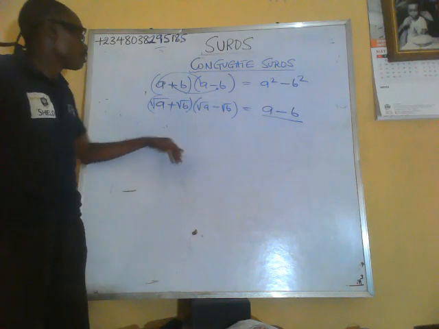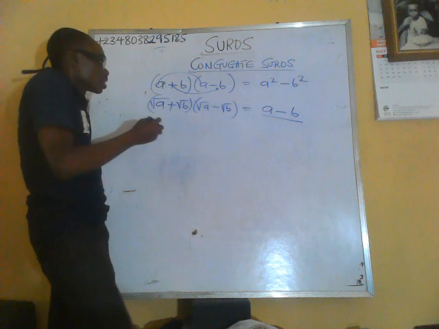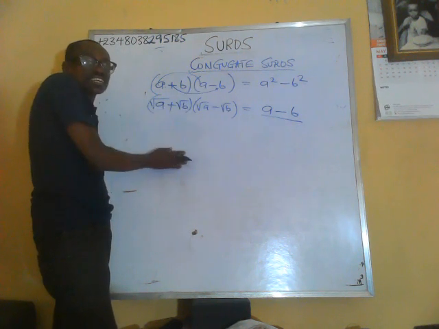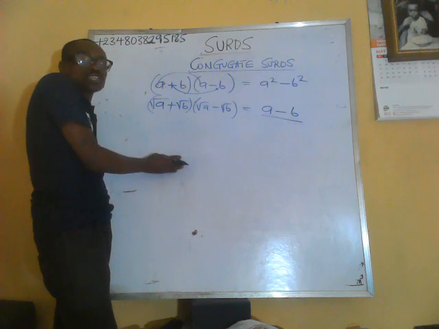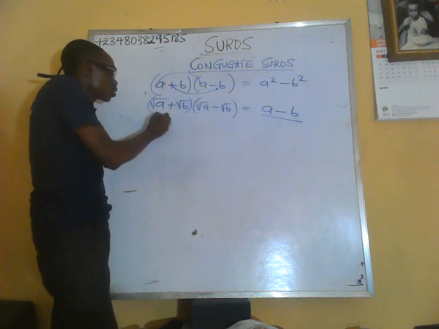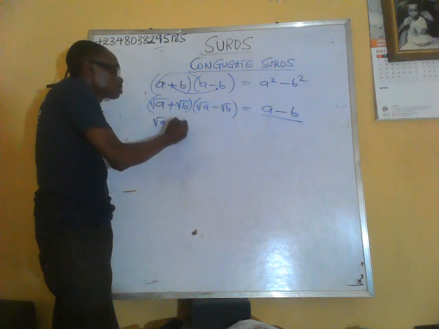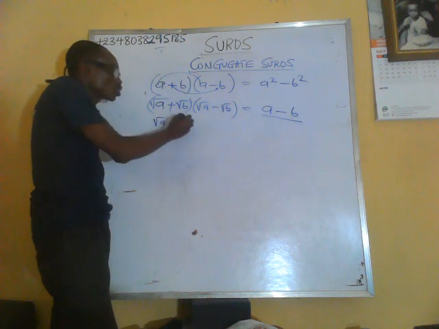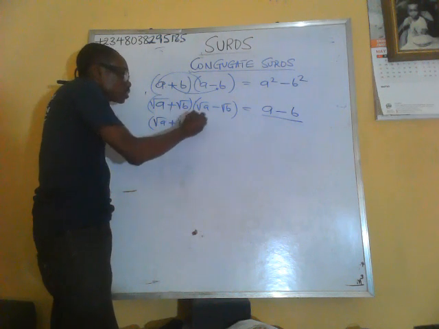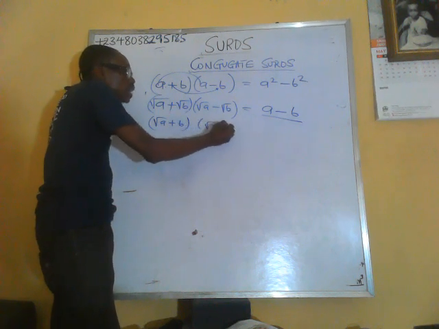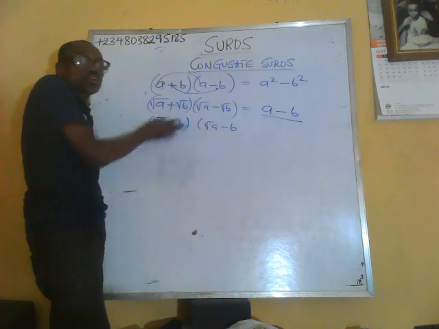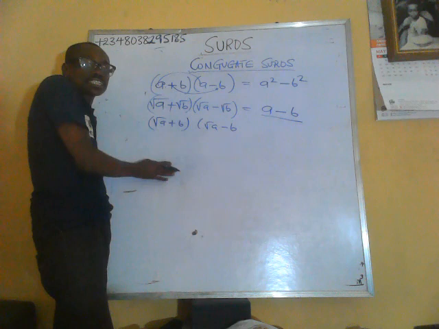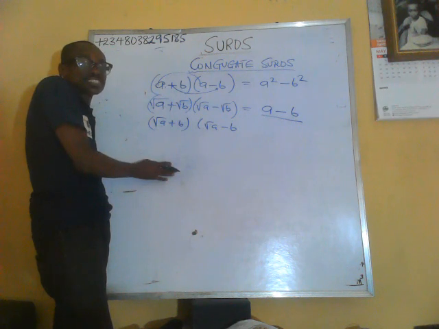So the conjugate surd is just for you to change the sign at the center. How do you arrive at the conjugate surd? Let's assume that you have root A plus B. The conjugate surd of this one is just going to be root A minus B. This is the conjugate surd. So just changing the sign at the center gives you the conjugate.